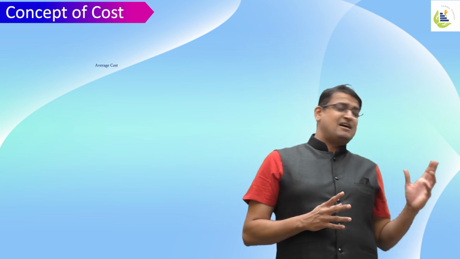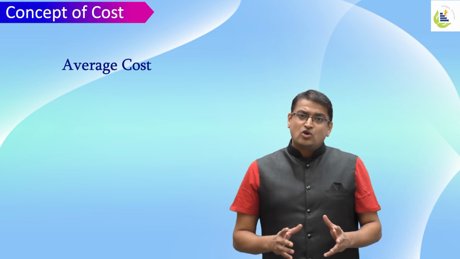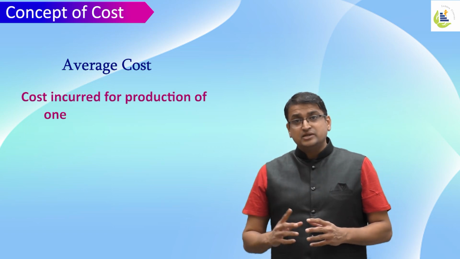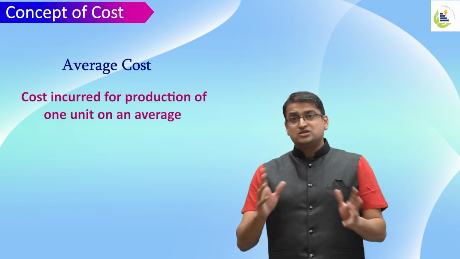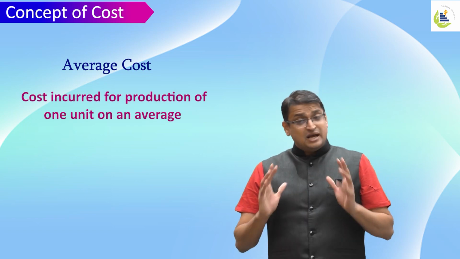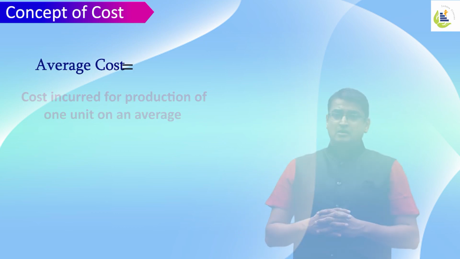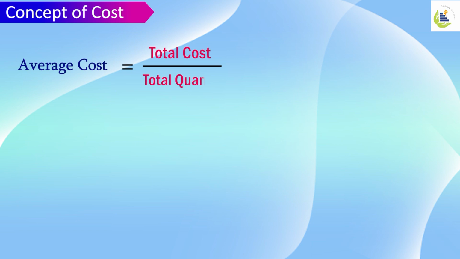Going further, I introduce another concept, that is average cost. Average cost means the cost incurred for production of one unit on average. Mathematically, this can be done in a very simple way: total cost divided by total quantity. So average cost is nothing but total cost divided by total quantity.